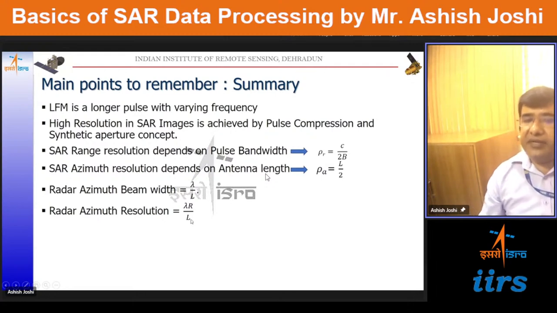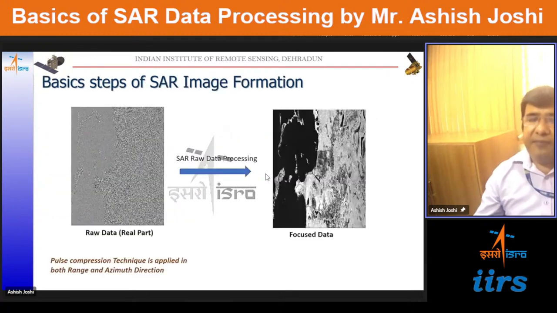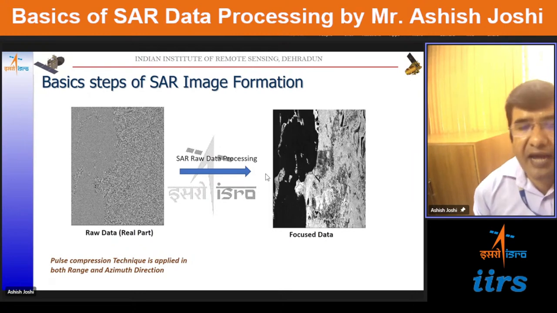So these are some of the basic formulas for calculating the resolution in the case of SAR. By using this concept of pulse compression in both the range and azimuth direction, we can focus the image. So this is the SAR raw image. Okay, like in the optical case, we can have a feeling of some features in the image, but in the case of SAR, we cannot see any feature in the raw image.